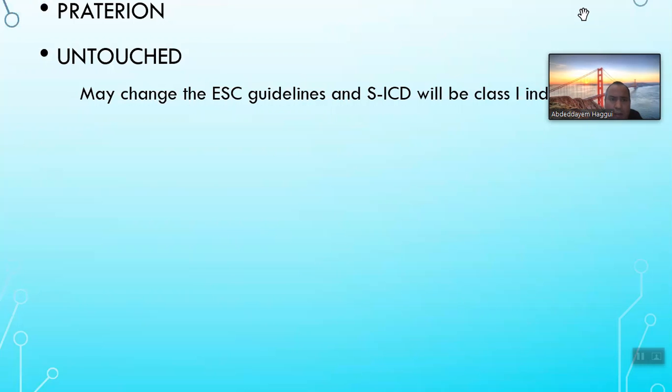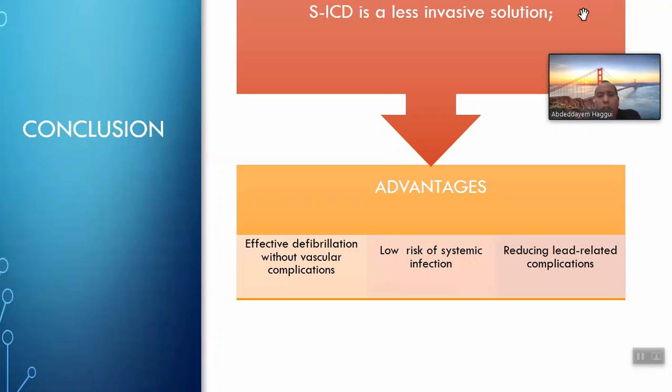As for the prospects of ICD, I think that the new clinical trials, PRAETORIAN and UNTOUCHED, may change the ESC guidelines in the future. And I think S-ICD will be a class 1 indication. To conclude, S-ICD is a less invasive solution. Advantages of S-ICD are effective defibrillation without vascular complications, low risk of systemic infection, and reduction of lead-related complications.